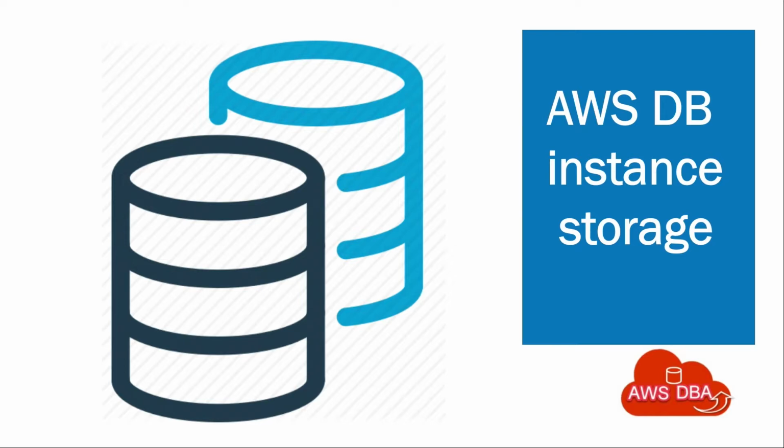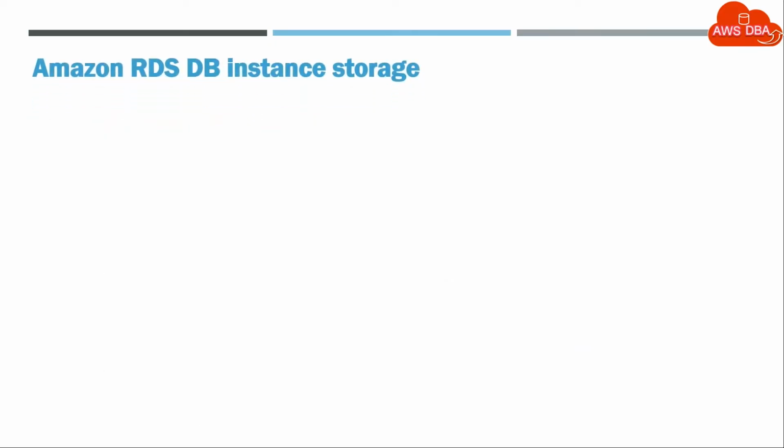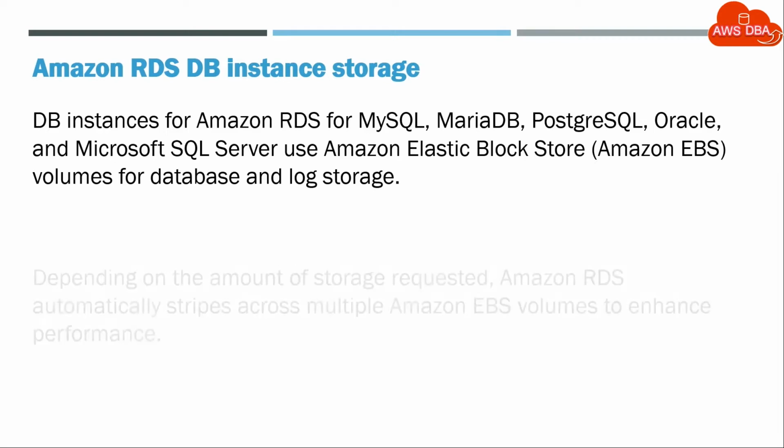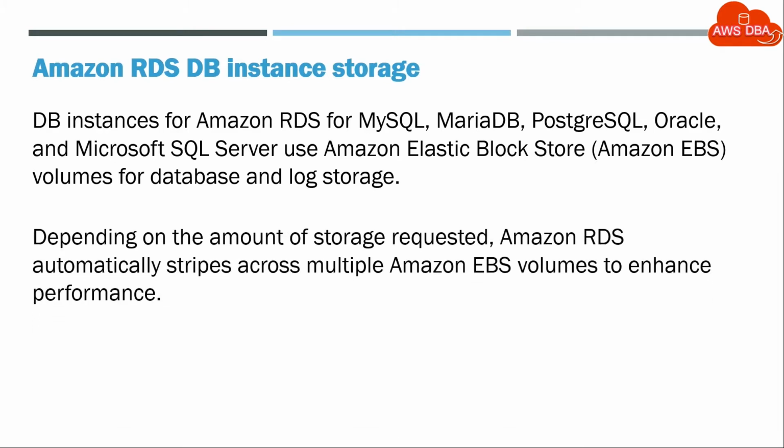In this session, we are going to see about Amazon RDS DB instance storage. DB instances for Amazon RDS for MySQL, MariaDB, PostgreSQL, Oracle, and Microsoft SQL Server use Amazon Elastic Block Store (EBS) volumes for database and log storage. Depending on the amount of storage requested, Amazon RDS automatically stripes across multiple Amazon EBS volumes to enhance performance.